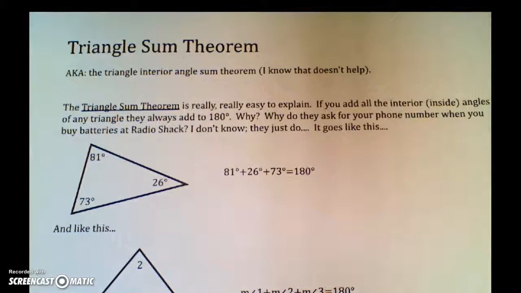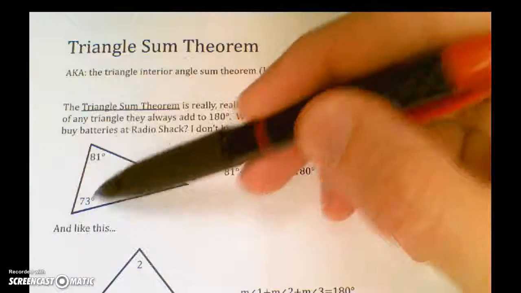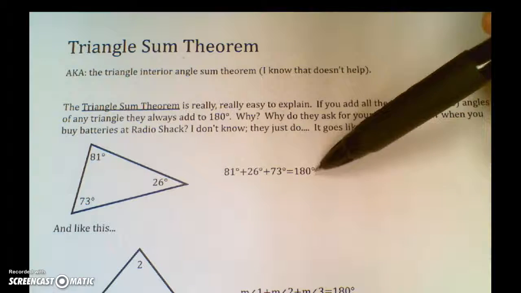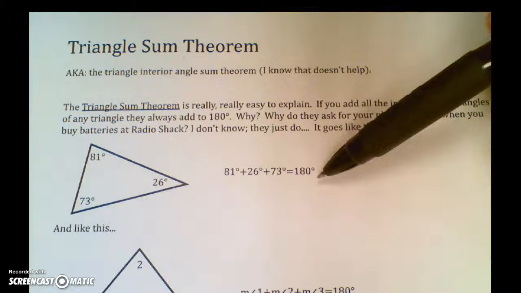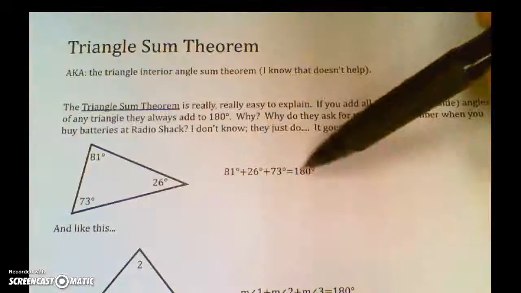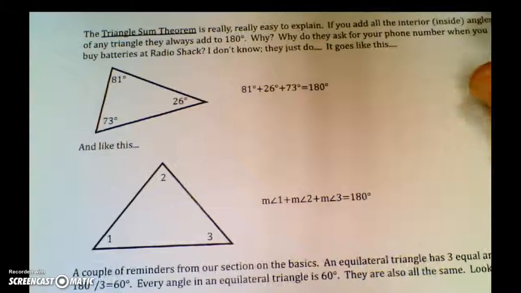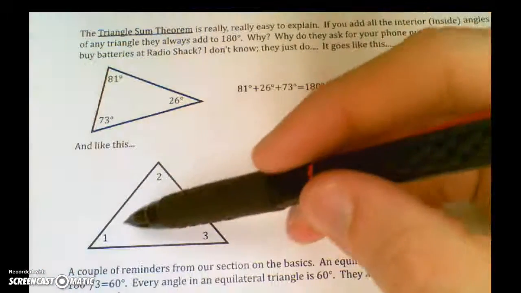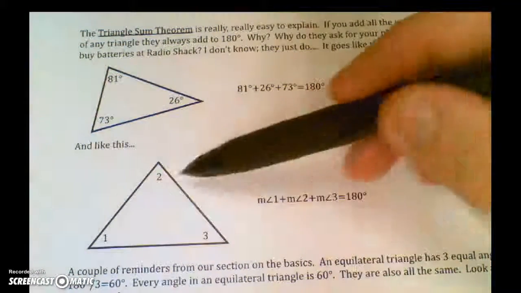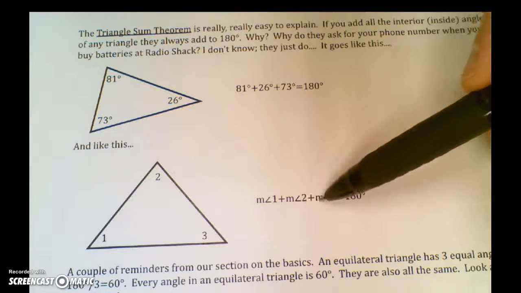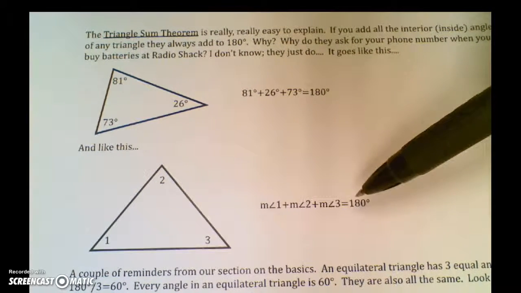So it goes like this. If you have three angles in a triangle, you can add them up to make them equal 180 degrees. That's how you prove something is a triangle. If all the angles inside add up to equal 180 degrees, it's a triangle. And like this, in this triangle, I have the measure of angle 1 plus the measure of angle 2 plus the measure of angle 3 equals 180 degrees.